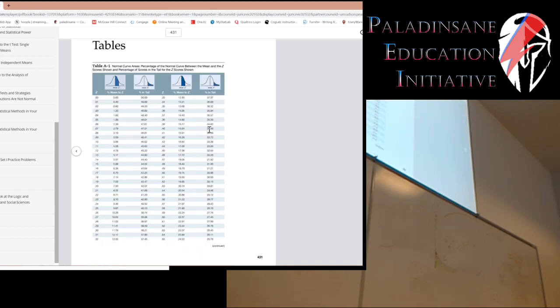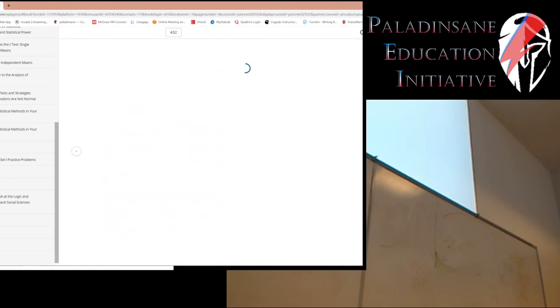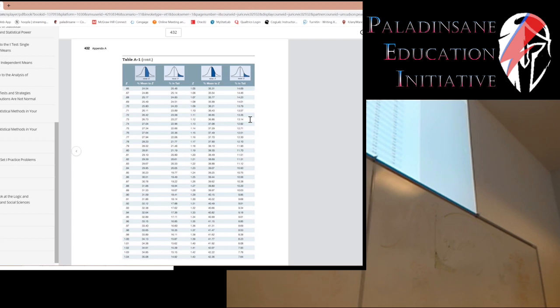So we got 25.78, not there yet. So we go to the next page, and we're looking up percentage in the tail. I don't want to go back to the doc cam, so let's hope it's on this page. Yes, it is. All right. So once again, percentage in the tail. Big part of these questions, make sure you're looking at the right column.